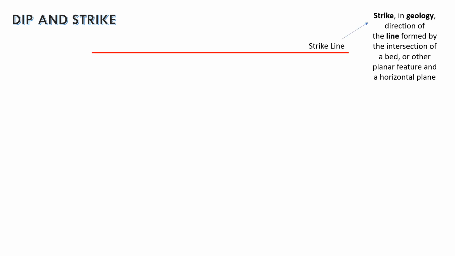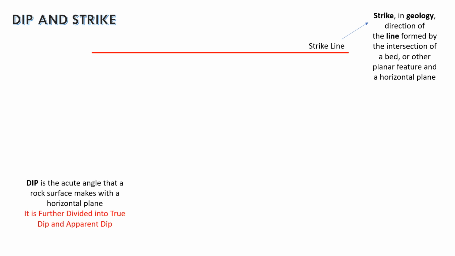Before we start, let us understand the difference between dip and strike, or the meaning of dip and strike. Strike line is a line which is formed by the intersection of the beds or other planar features and the horizontal plane. So now we can say a line on the horizontal plane is called a strike line. The next important part, that is dip: any bed or any rock which makes an angle with a strike line is called a dip. So dip is an acute angle that a rock surface makes with the horizontal plane. That horizontal plane is the strike line.